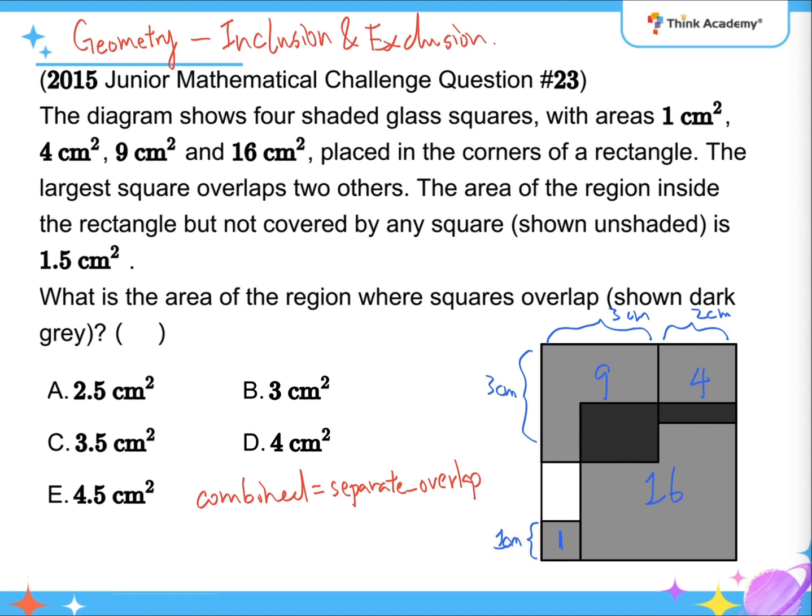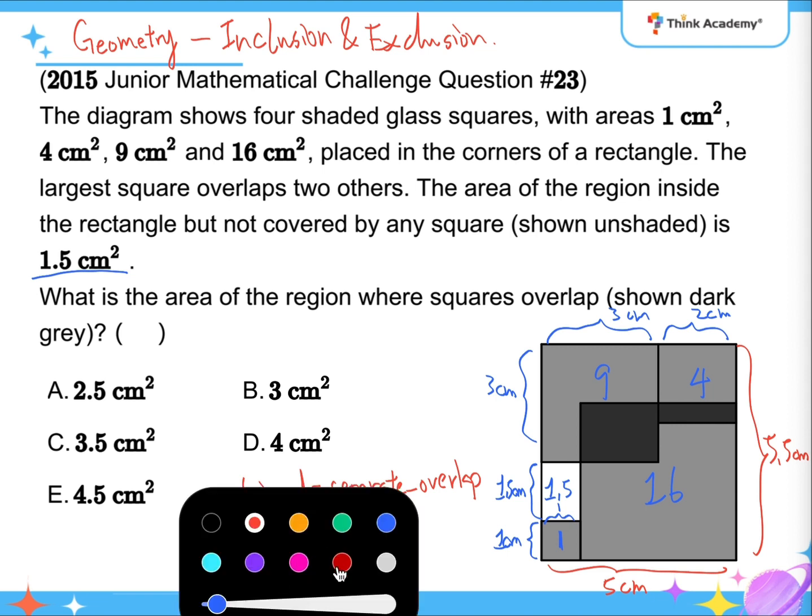But then what is the remaining part? It says that the unshaded part is 1.5 centimeters squared. So this is 1.5 centimeters squared with a base of 1, right? So this is also 1 centimeter, which means that the length is going to be 1.5 centimeters. So now we know that for this whole rectangle, the width is 5 centimeters and the length is 5.5 centimeters.